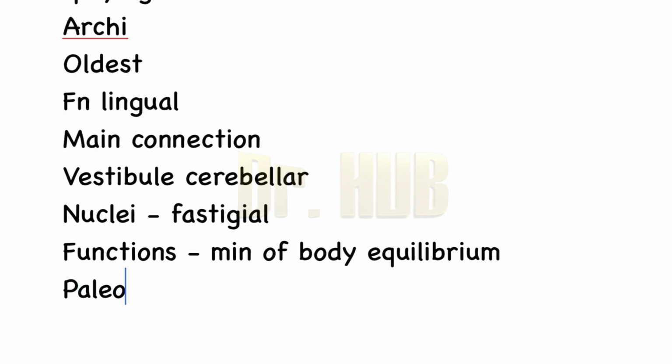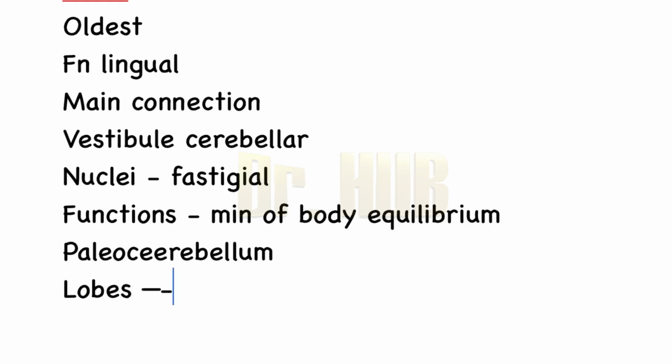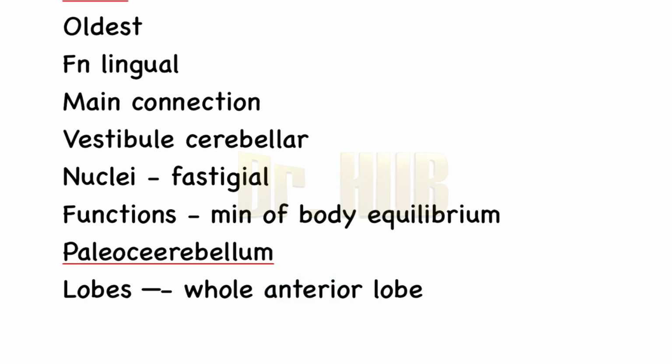Now let's look at the paleocerebellum. So paleocerebellum, you have the lobes. Lobes include the whole anterior lobe, except the lingula. Next is the pyramid and the uvula also.